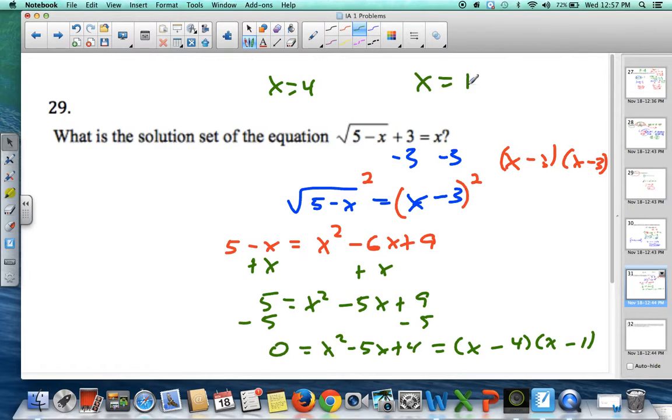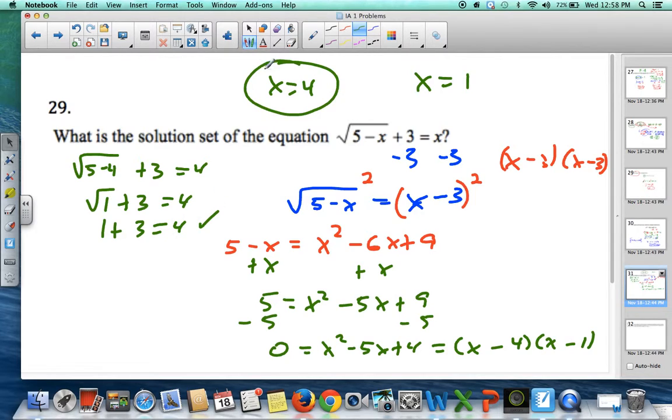And just as we always do with square root or absolute value problems, we've got to check to see if they work. So let's plug in 4. Square root of 5 minus 4, plus 3 equals 4. Let's check to see if that works. Square root of 1 plus 3 equals 4. 1 plus 3 equals 4. That works, so 4 is a solution.